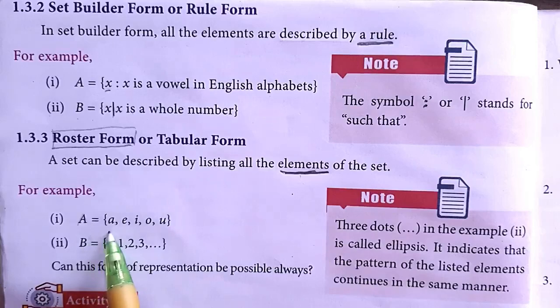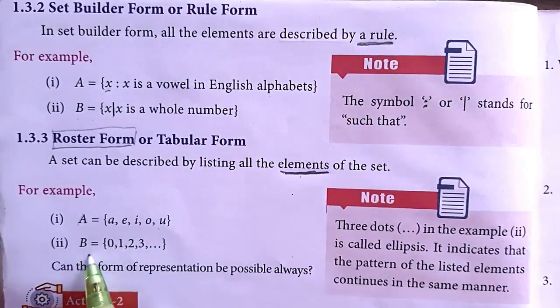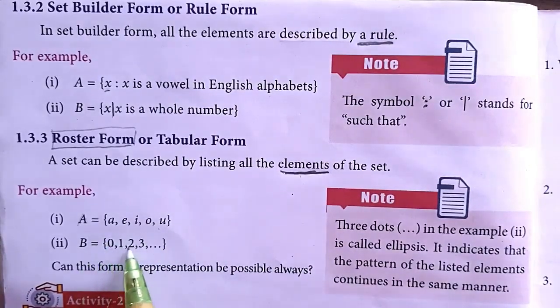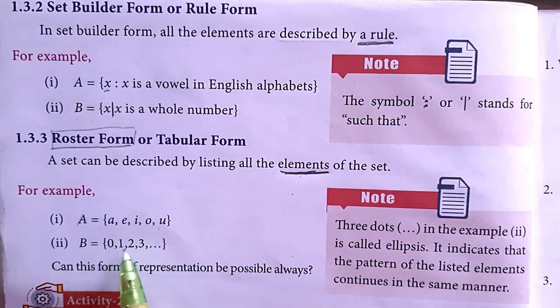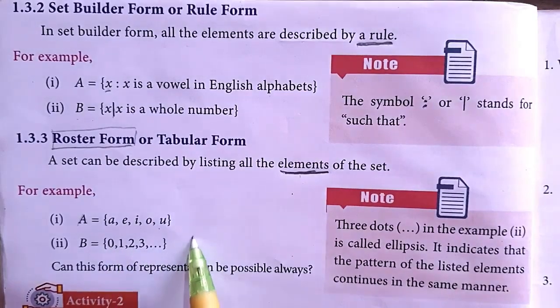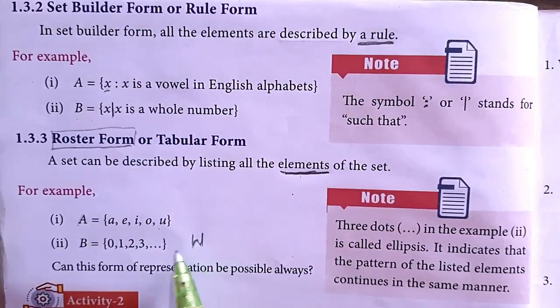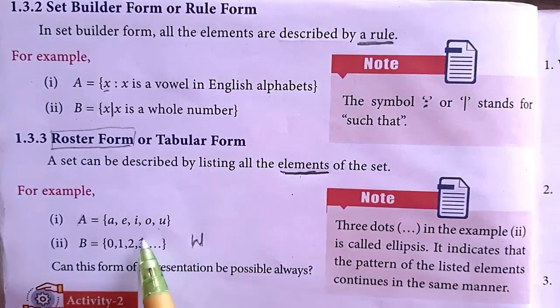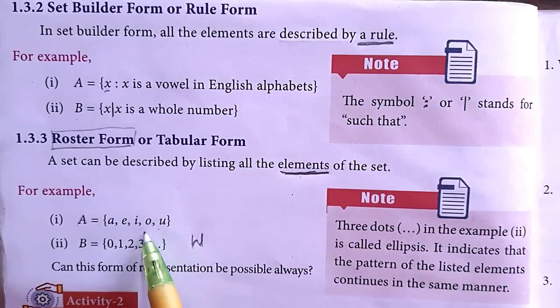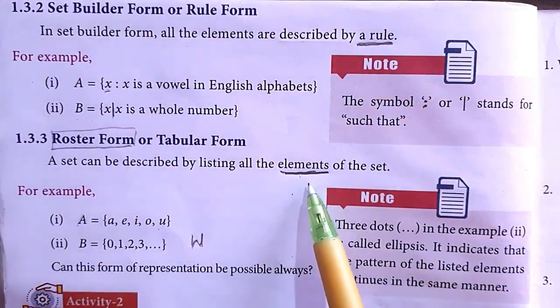A equal to A, E, I, O, U. The set B equal to the set of all 0, 1, 2, 3, etc. So 0, 1, 2, 3, etc. means that is W, whole numbers. Okay, whole numbers start from 0, 1, 2, 3, etc. So in this form we are given the elements.